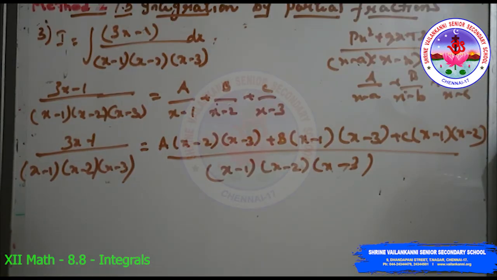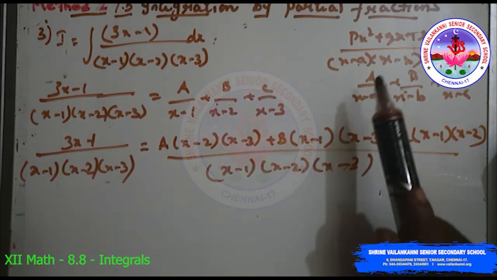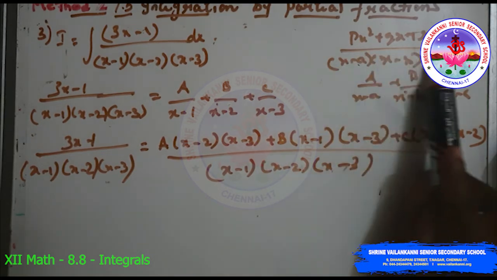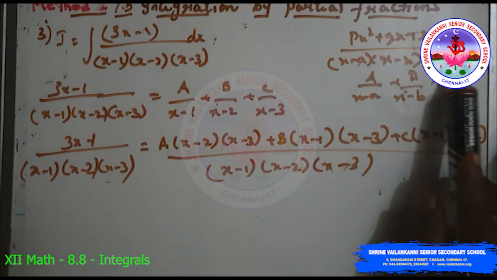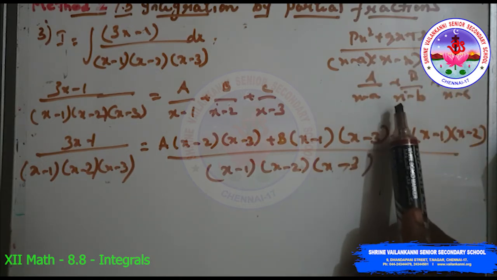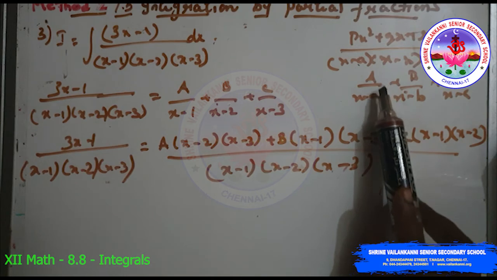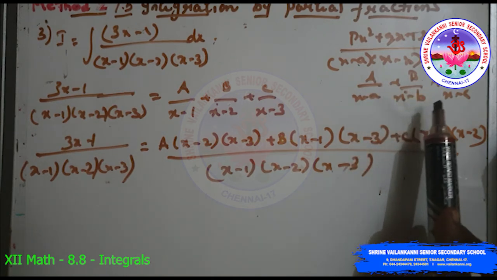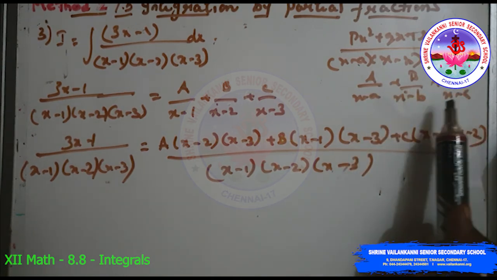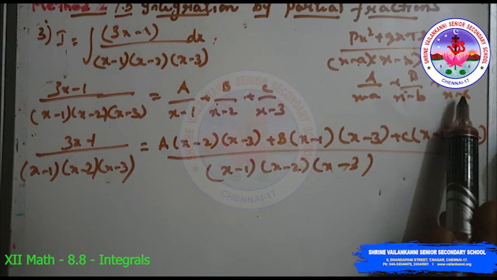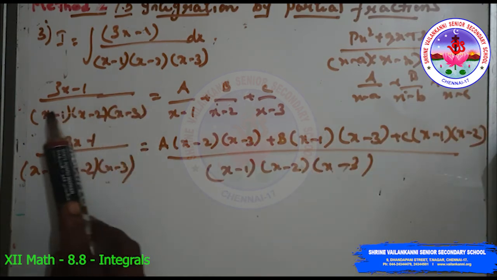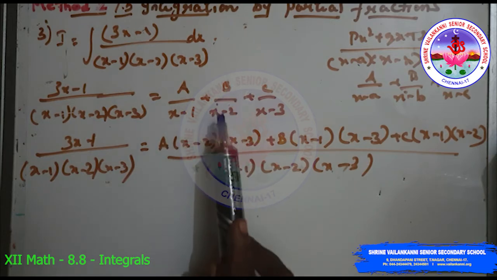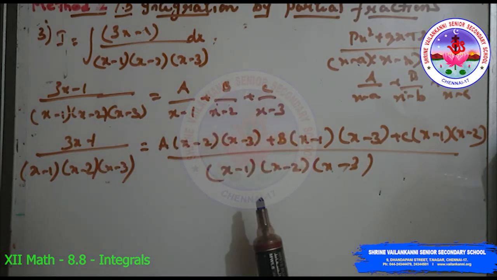Question number 3, the next form of rational function, that is (px square plus qx plus r) by (x minus a) into (x minus b) into (x minus c). When the three factors are given in the denominator, we have to write the partial fractions form as A by (x minus a) plus B by (x minus b) plus C by (x minus c), where A, B, C are arbitrary constants. So I am writing these factors as A by (x minus 1) plus B by (x minus 2) plus C by (x minus 3).